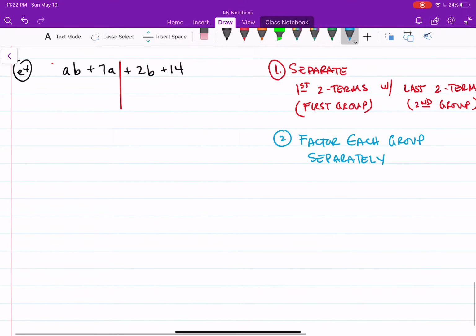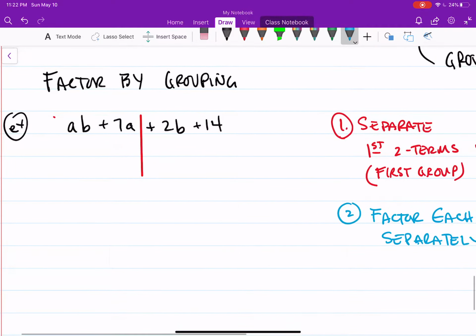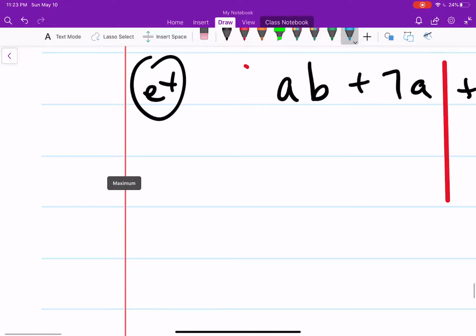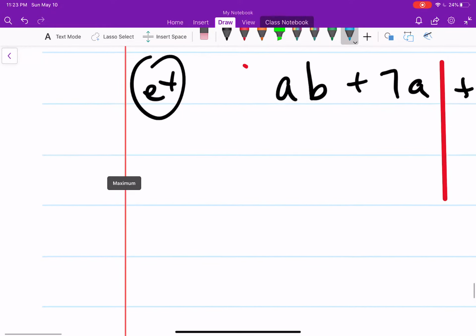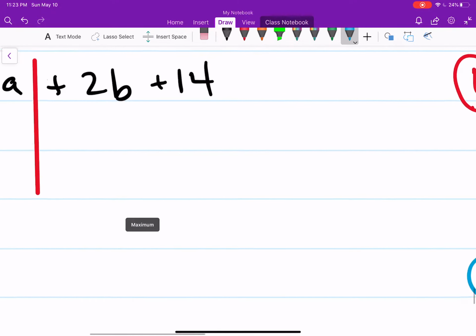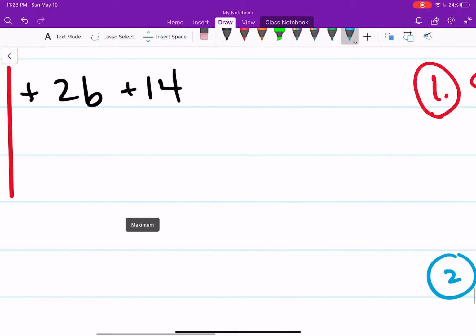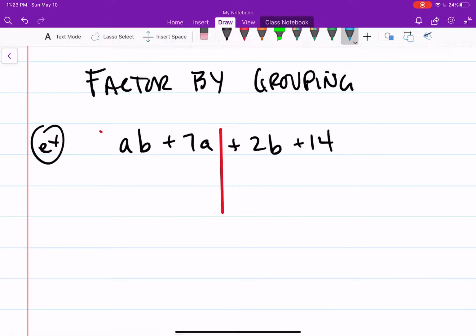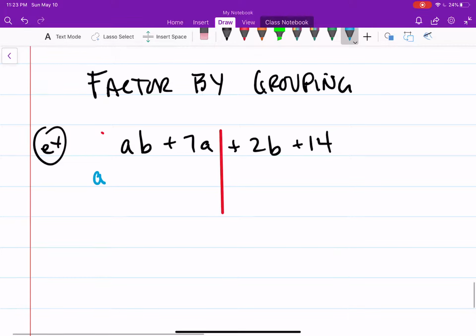Okay, so I'm going to look at just this group by itself, saying what's my GCF and what's left. And then I'm going to look at this group here and say what's the GCF and what's left. Okay, so let's see. What's my GCF? It's A. What do I have left? B plus 7, right? So once I took out the A's, I have the B plus 7 left.